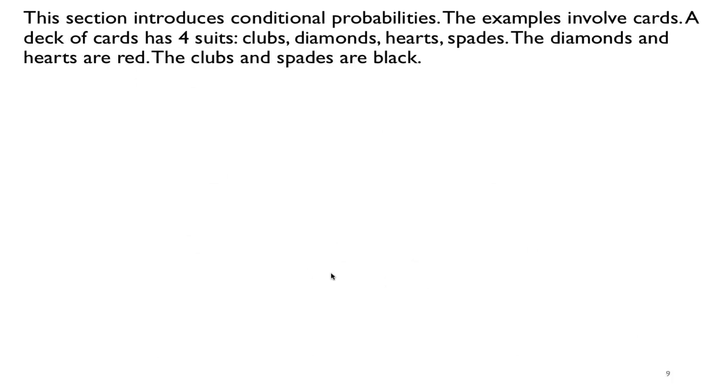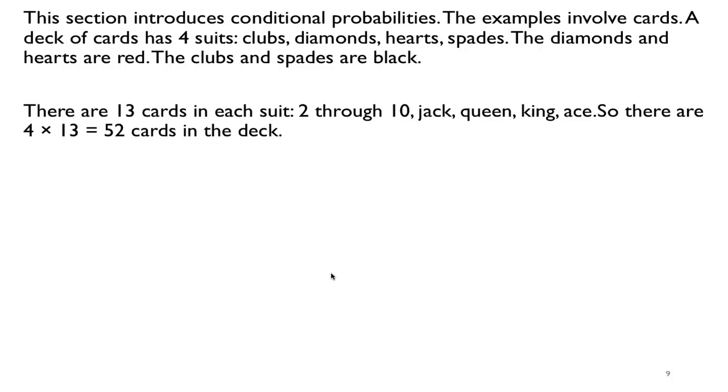Okay, let's talk about conditional probabilities. Let's talk about the cards. So we want to understand what a standard deck of cards is. In a deck of cards we have four suits. There are clubs, diamonds, hearts, and spades. The diamonds and hearts are red. The clubs and spades are black.